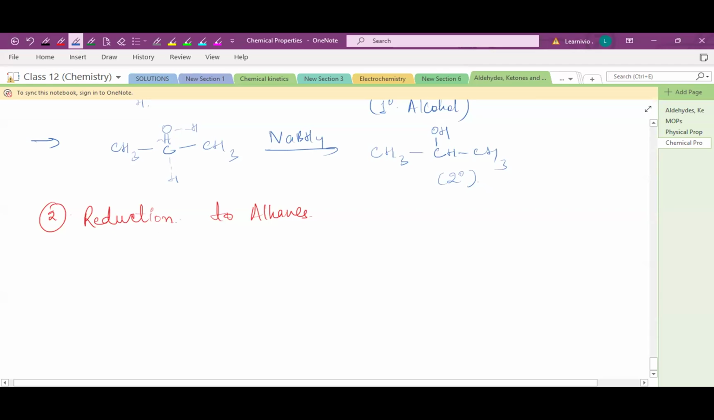So, reduction of carbonyl compounds to alkanes. If you take the carbonyl compound, it will get reduced. Basically, you have to remove this oxygen and add two hydrogens to this carbon, so it will form an alkane. In this, we will discuss two types of reaction. A is the Clemmensen reduction.